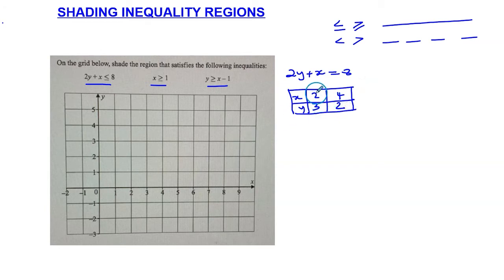Right, so now we've got our 2 points. We can go on the graph and plot them. So when x is 2, y is 3. So 2 across and 3 up is this point here. 4 across and 2 up is this point here. Now I can go ahead and draw my line.